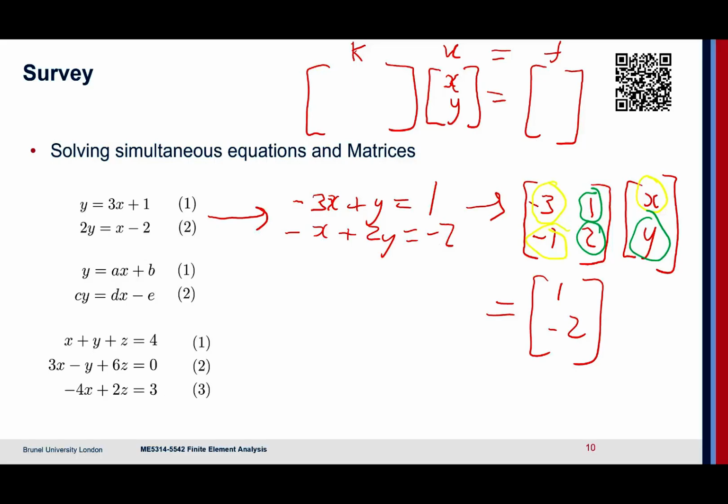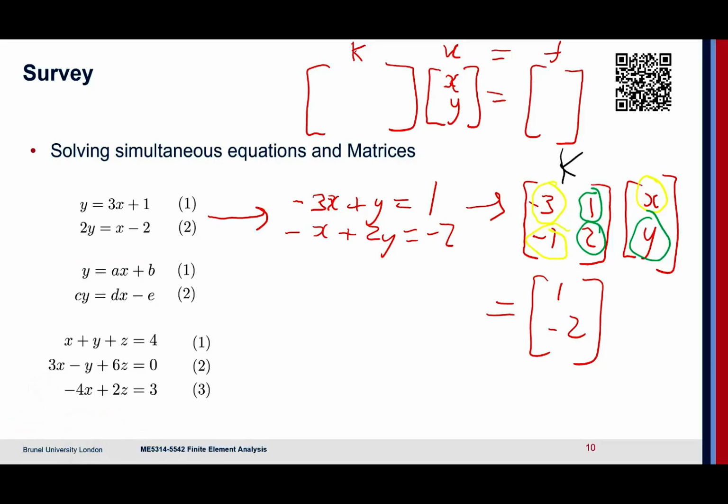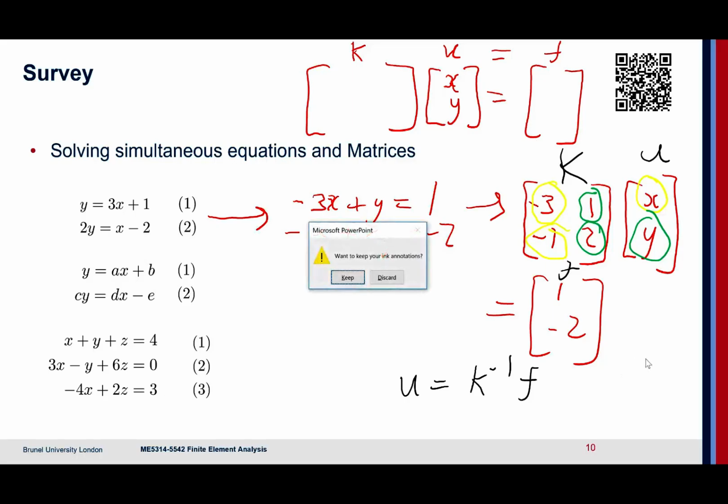So essentially all we're doing is rewriting our matrix in that form. So this becomes K. So this is K, this is U, and this is F. And then all we do in order to solve for U is we do K to the minus 1 of F. So we're essentially rearranging our equation in order to solve that. So let me just show you on MATLAB how that would work.